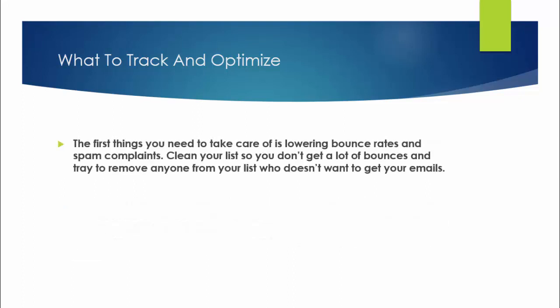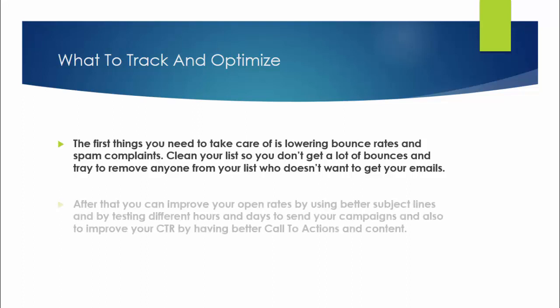Then the first things you need to take care of is lowering your bounce rates and spam complaints. Clean your list so you don't get a lot of bounces. Basically, you will eliminate the email addresses which are misspelled or which don't exist, and try to remove anyone from your list who doesn't want to get your emails. Okay, the people who are sending you messages back that they want to be unsubscribed, or make sure that your unsubscribe button works very well.